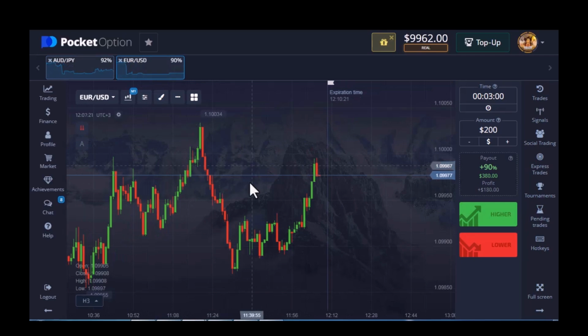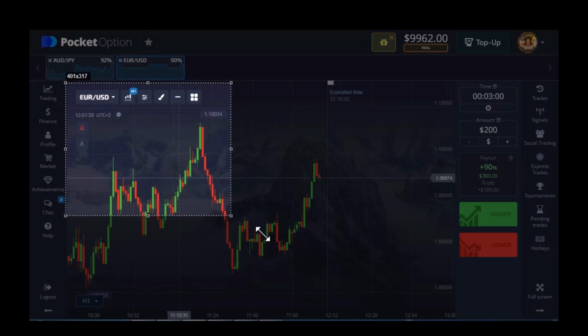Now let's work with our second currency pair for today, the pair of euro and USA dollar. So let's earn more money. The technical analysis for the second pair is actually quite simple.